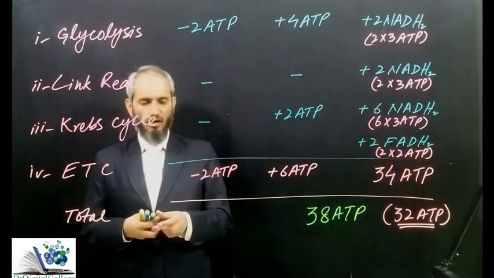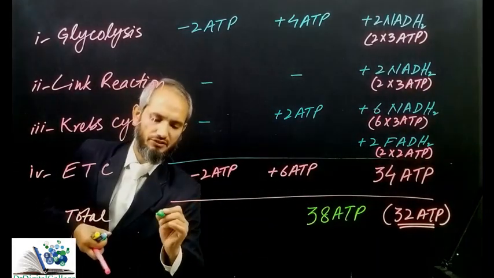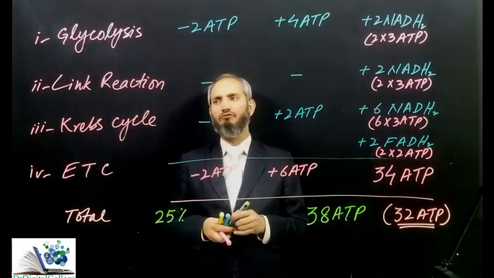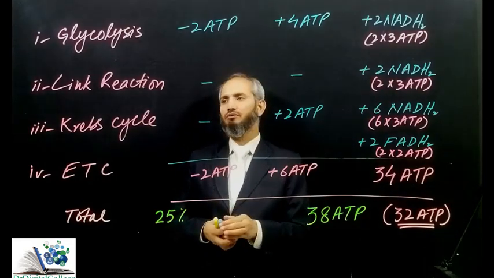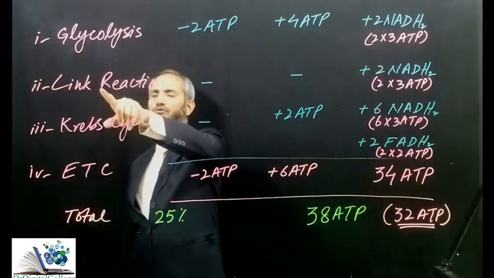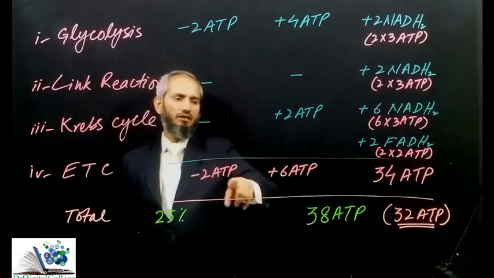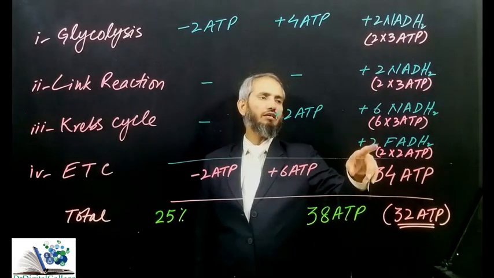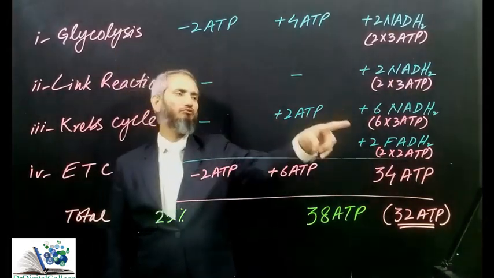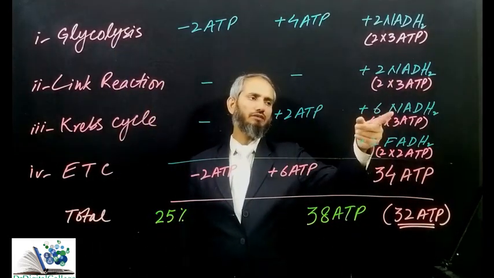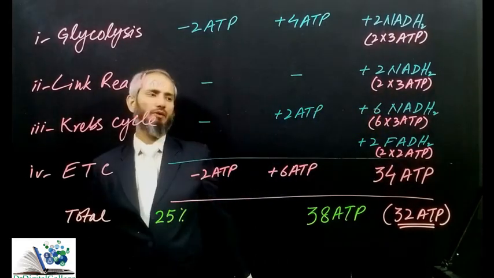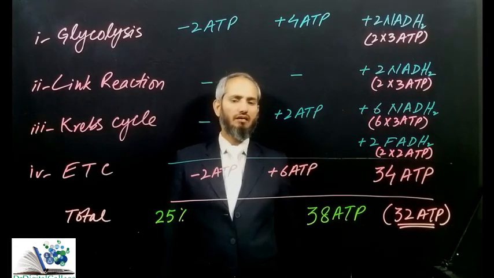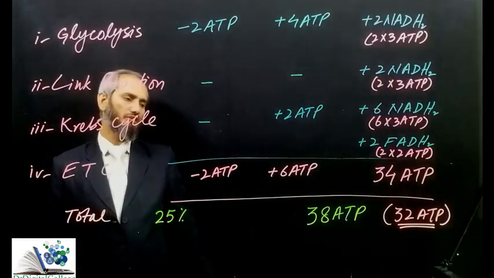Actually, what happens is that about 25% of the energy is used for the transport of materials into the mitochondria or out of the mitochondria. You know that pyruvate will move into the mitochondria, and ADP and inorganic phosphates will move into the mitochondria. NAD and FAD from glycolysis will move into the mitochondria, and the oxidized form of NAD will come back into the cytoplasm to be used in glycolysis once again. So for the movement of all these chemicals, about 25% of the energy is used.